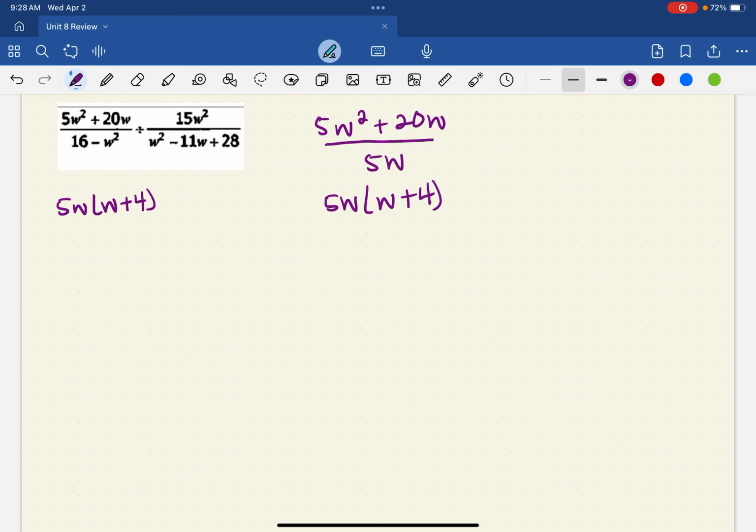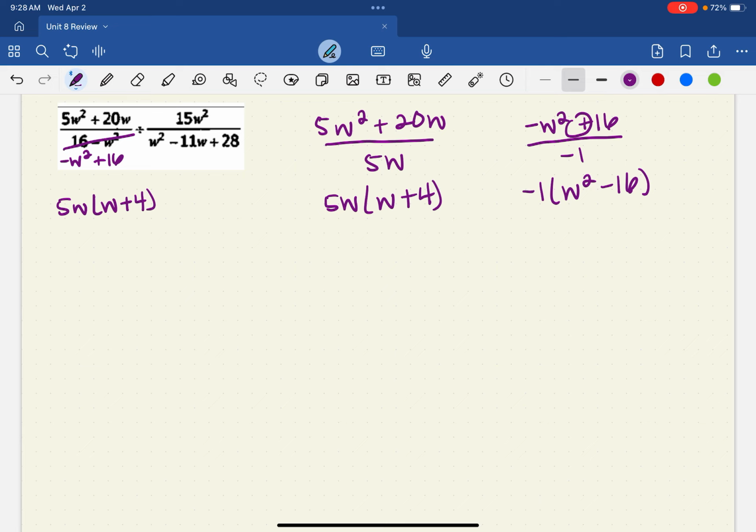And remember, this needs to be switched to negative w squared plus 16. So negative w squared plus 16. First thing we need to do is take out a negative 1. The reason why is because we want a difference of squares. And if I don't have a minus sign, it's not a difference of squares.